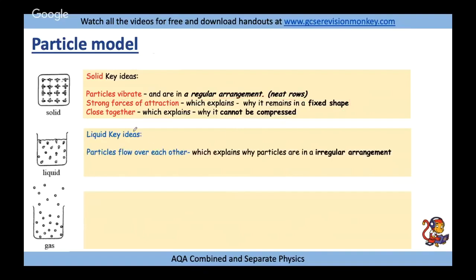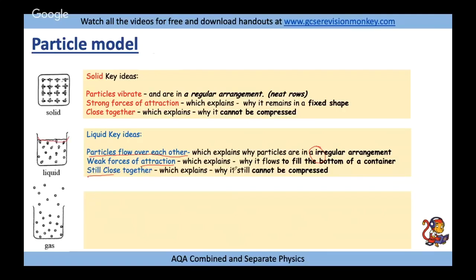So in my liquid, then, the particles are able to flow over each other, which explains why they're in an irregular arrangement. So a little bit more random. They've got weak forces of attraction. Now this explains why they flow to fill the bottom of a container, because they're slightly weaker than solids. And they're still close together, which explains why I still cannot compress a liquid. Okay, you can't squish a liquid.